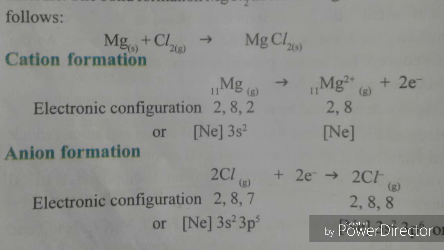Students, here you can observe cation and anion formation in magnesium chloride, MgCl2. Here in magnesium chloride molecule, magnesium is donating 2 electrons, and those 2 electrons are accepted by 2 chlorine atoms to form MgCl2, magnesium chloride.